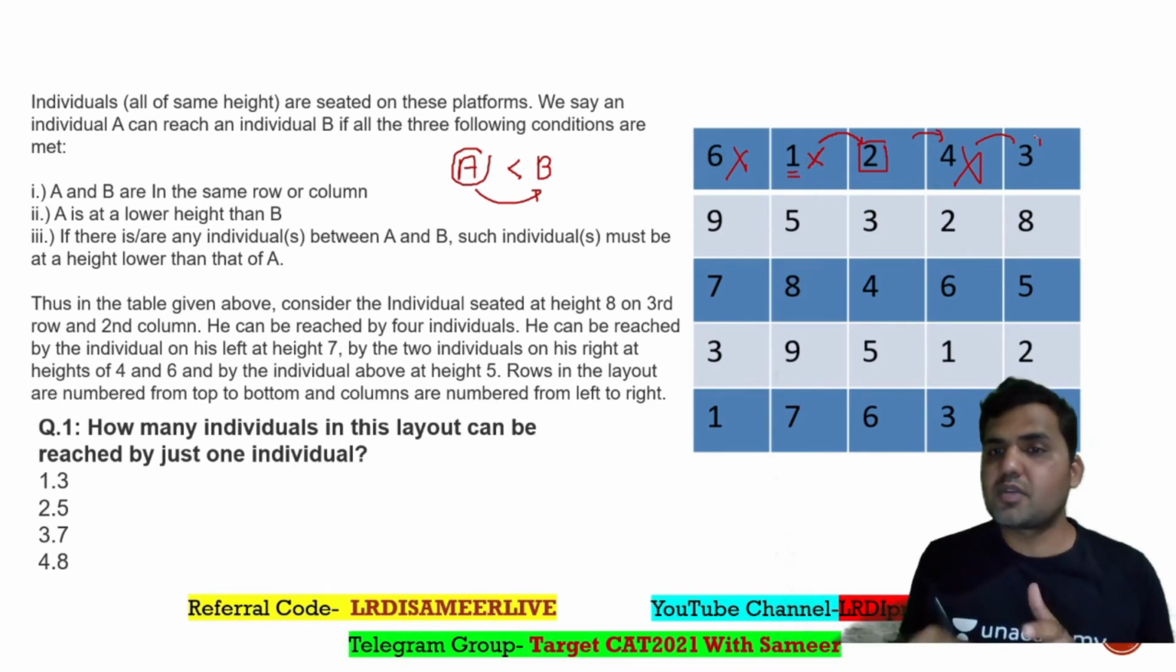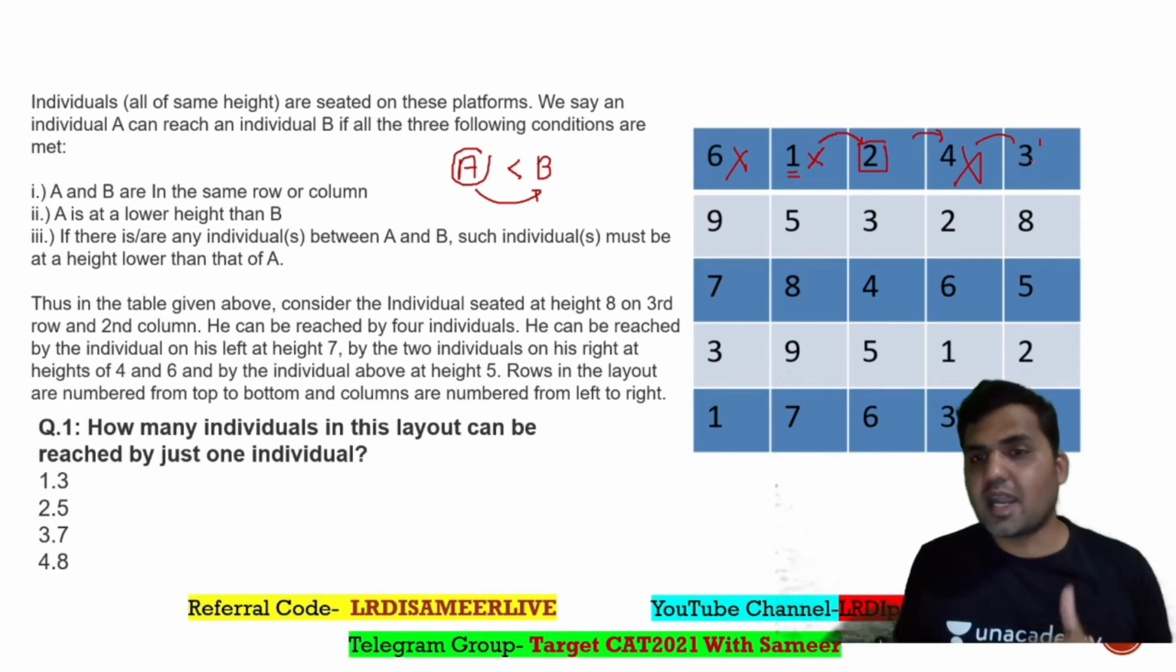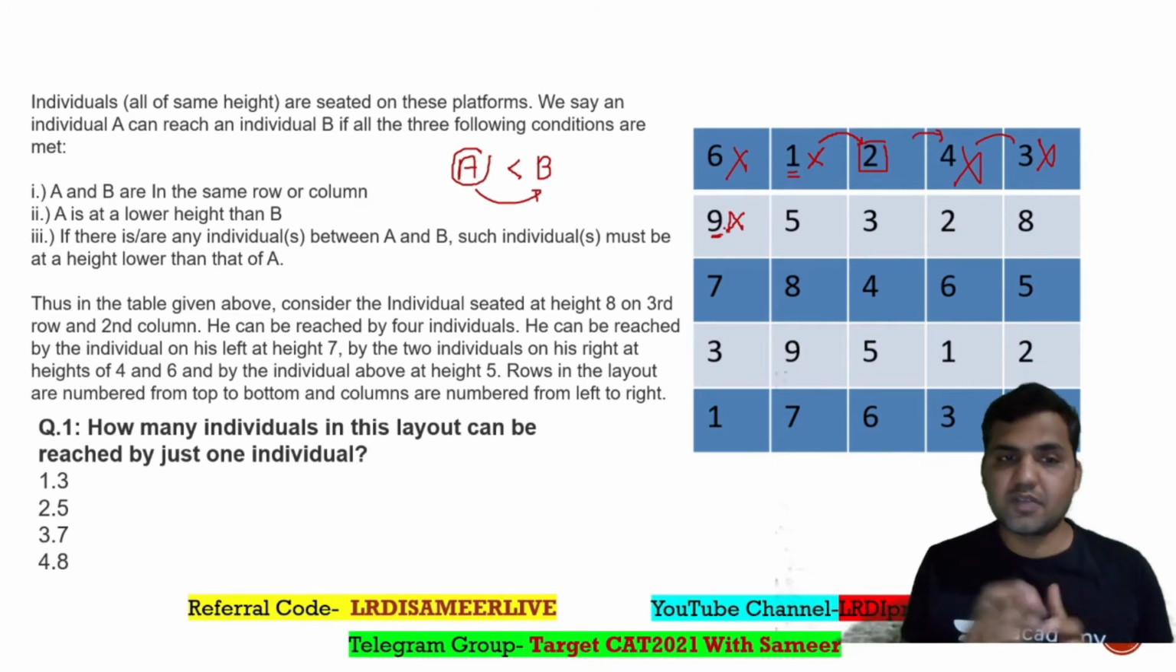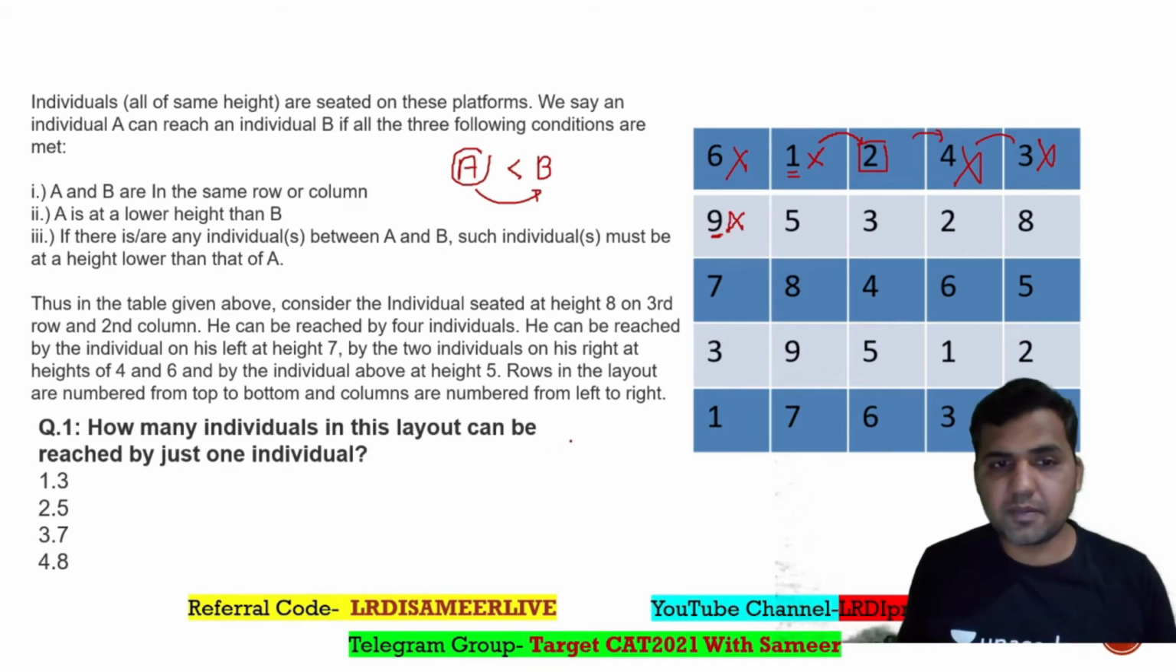Because all the persons surrounding 3, in the same row or column, are at a higher height as compared to 3, 3 cannot be counted. If you look at 9, 9 can be approached by 6 and 5 both, so eliminate it. I'm looking for those individuals which can be approached by one individual only.